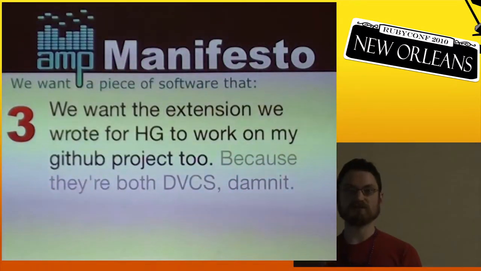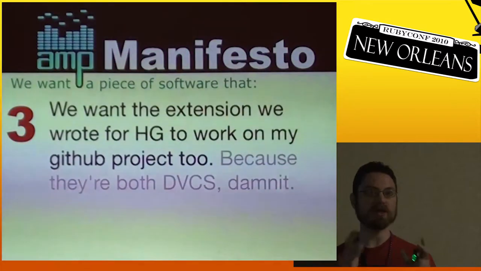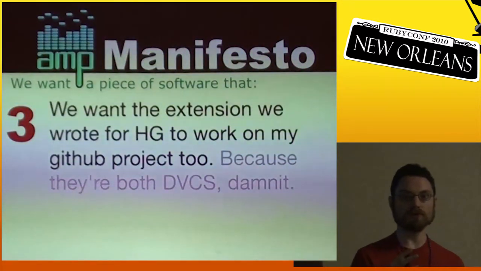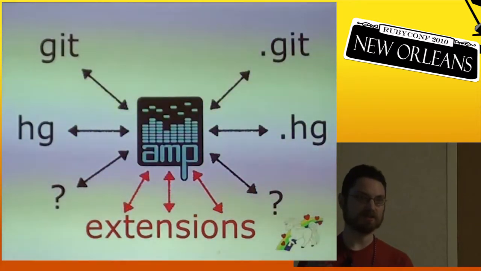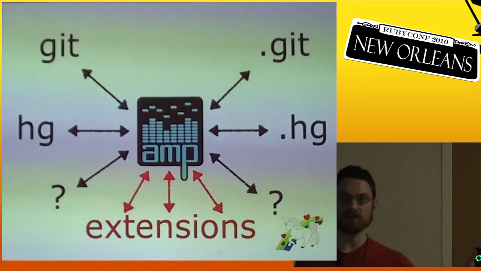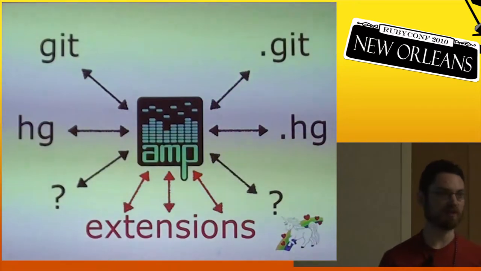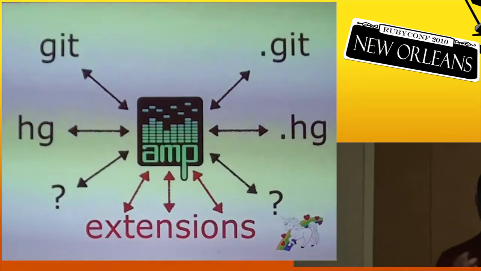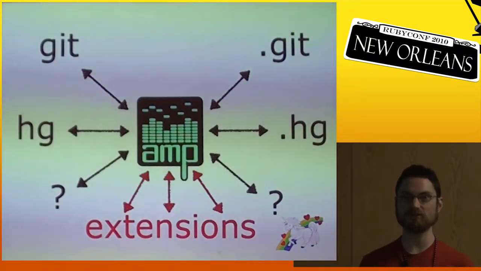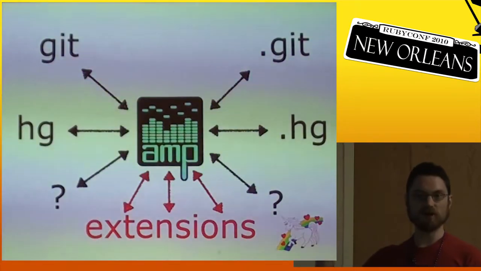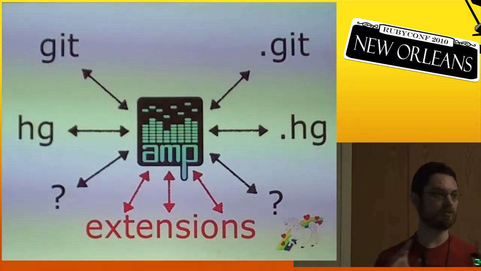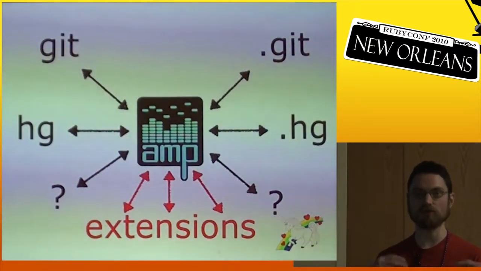It also wants to make extensions that will work with anything, essentially. So every version control repository has these extensions, and a lot of times you'll get the same extension re-implemented. Every extension has to be re-implemented for every version control system that somebody wants to use it for. Amp gives you a common API so you can rewrite these things one more time and then you're done. They work for everything.